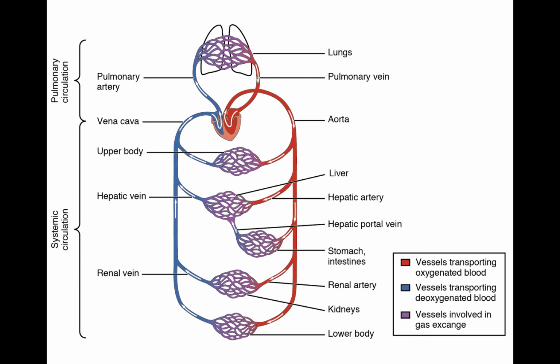So the circulatory system in humans is known as a double circulatory system. This is because there are two separate loops through which the heart pumps. We have the pulmonary circulation and the systemic circulation. The pulmonary circulation is when the blood vessels travel through the lungs in order to collect oxygen.